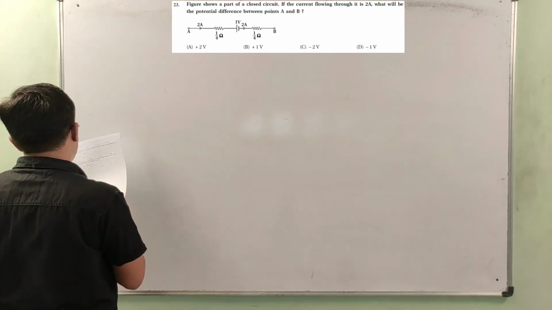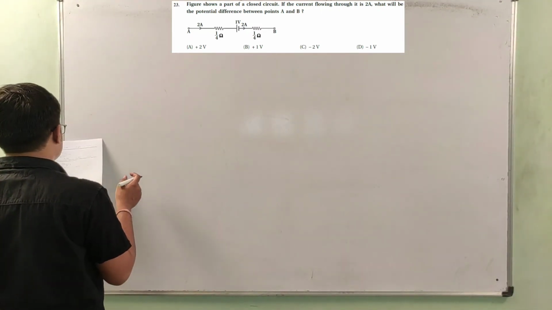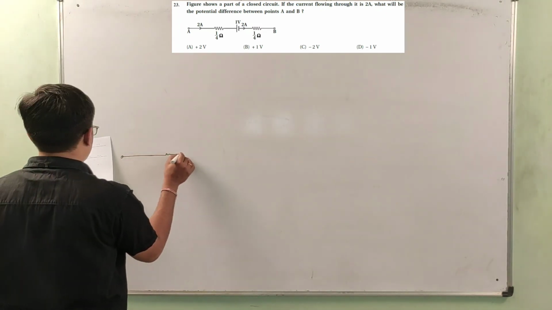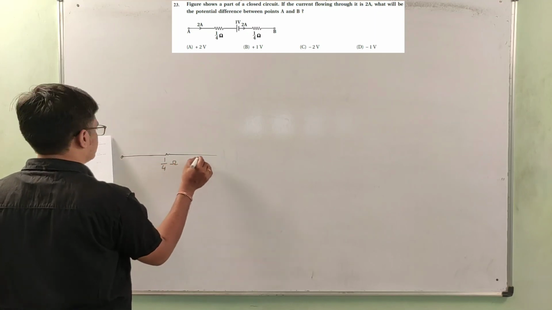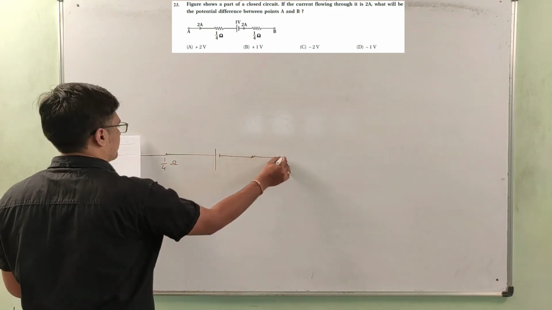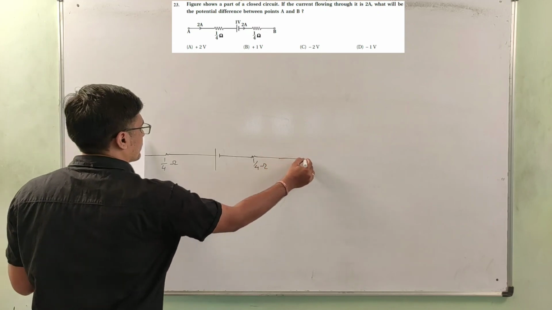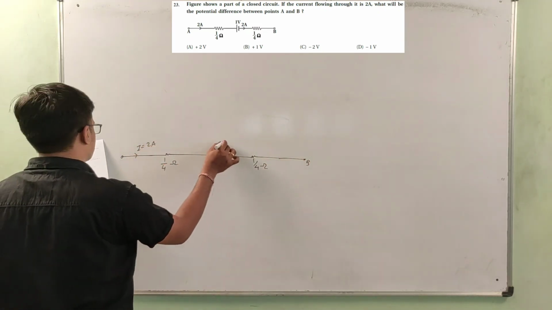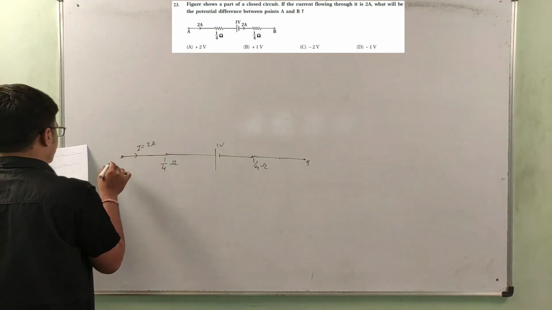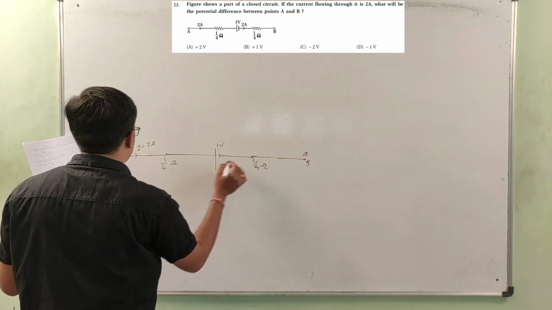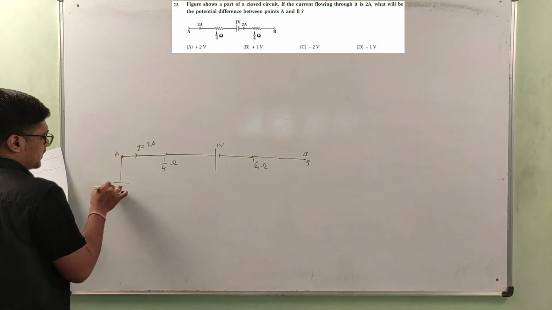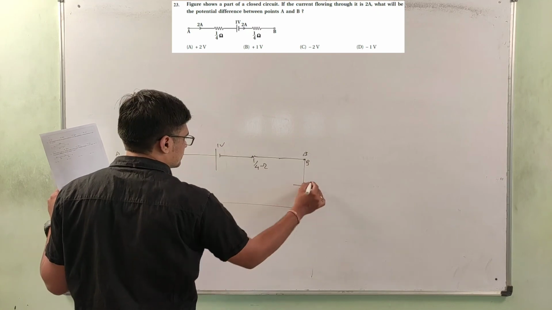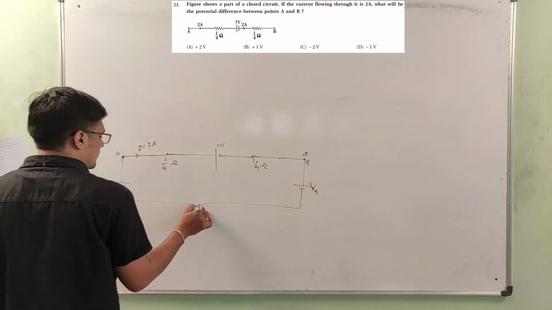Next question, question number 23. The figure shows a part of a closed circuit, and the current flowing through it is 2 ampere. The circuit is given, and the current flowing through this whole circuit is 2 ampere. What will be the potential difference between A and B? Connect a battery of VA volt here and a battery of VB volt here, and make this negative terminal common.